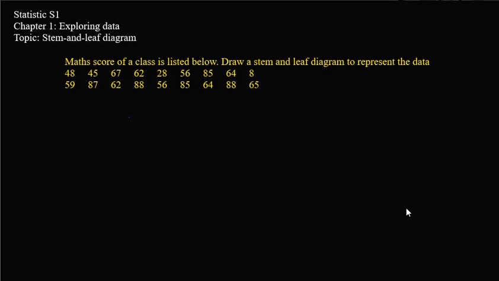So for our first chapter, exploring data, the first topic is stem and leaf diagram. A stem and leaf diagram is basically a diagram to summarize your data in one stem and one leaf.